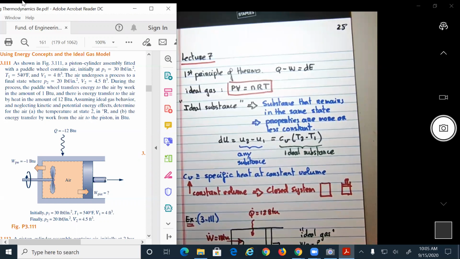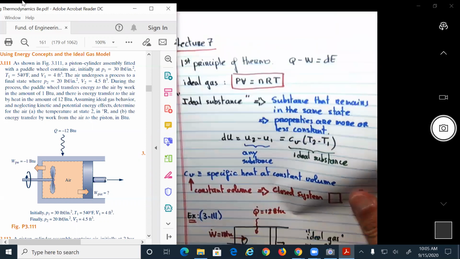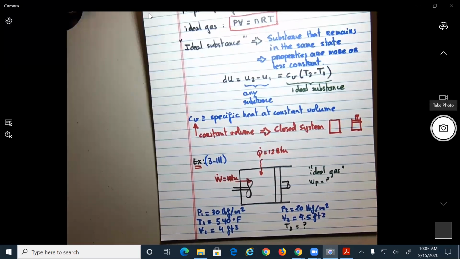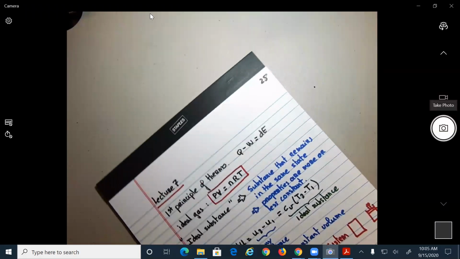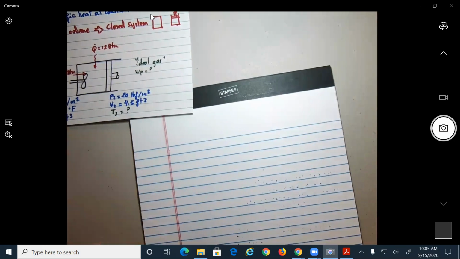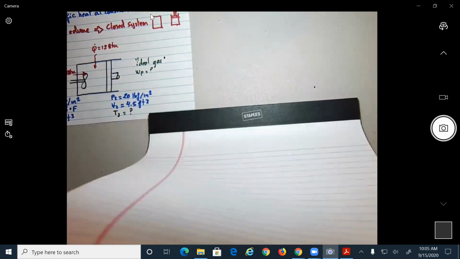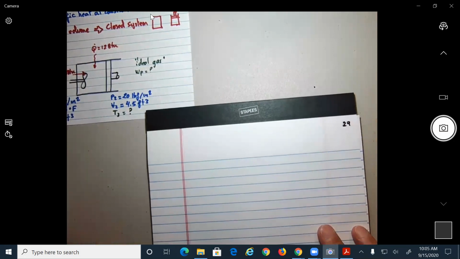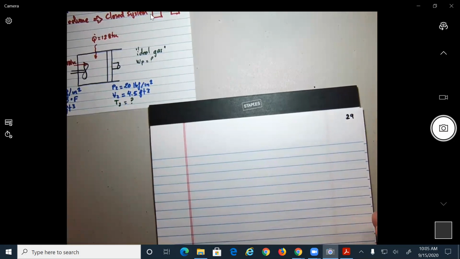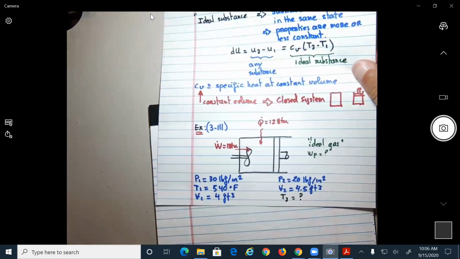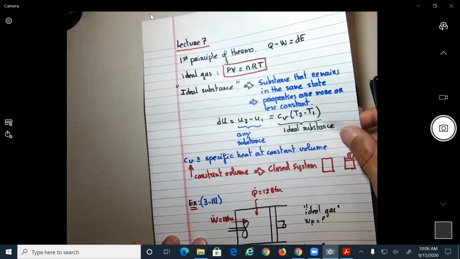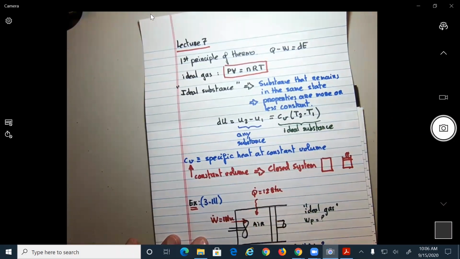All right, so let me move this up. This is what I have on the figure. Okay. All right, so let's see. Over here, as state 1, we know P1, T1, and V1. Okay, so basically we know everything. And do we know what is the substance? They say it's air. So here, this is air.